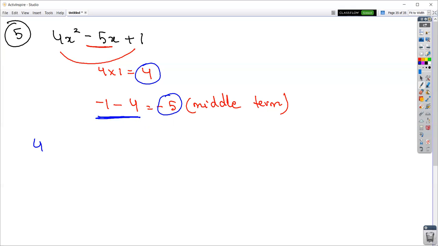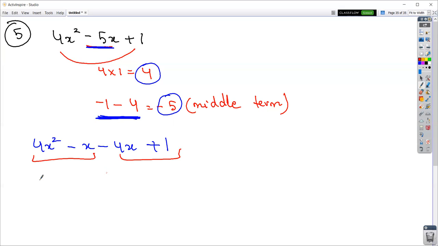Now we keep the first term the same. The middle term would be written as -x and -4x. We write these numbers down with the variable x because we are splitting the middle term, and the middle term is written with the variable x. Keeping the last term the same, which is +1. Once we get to this step, then we can make them into two pairs.